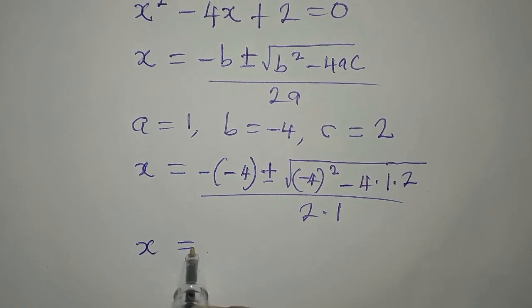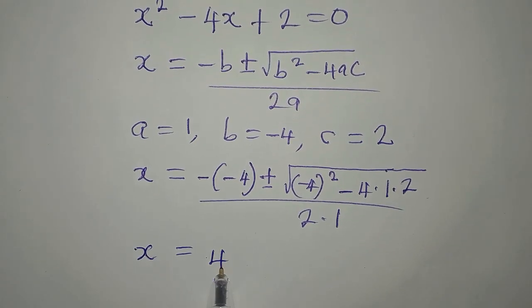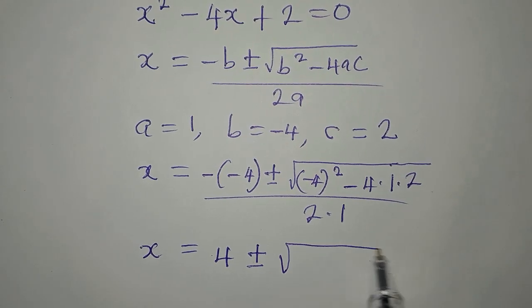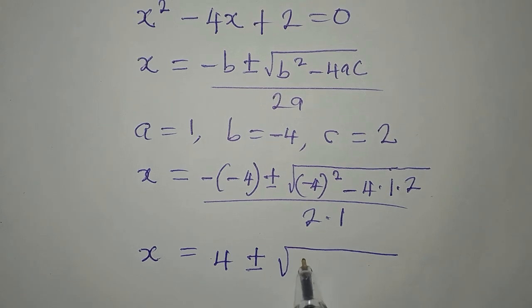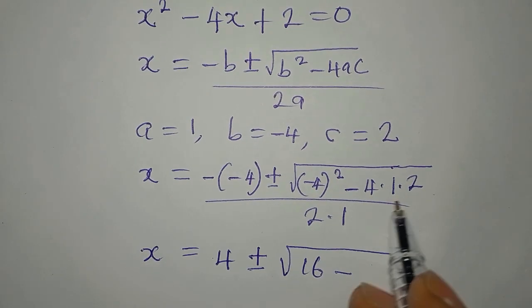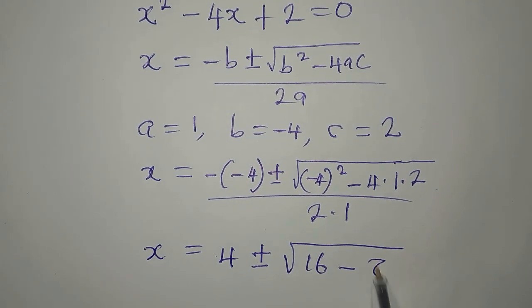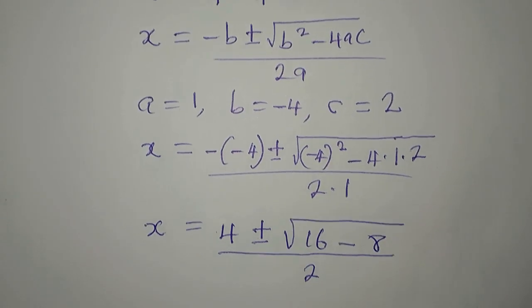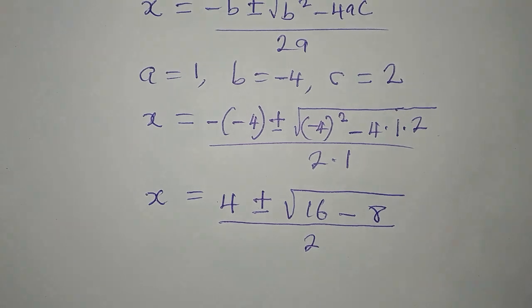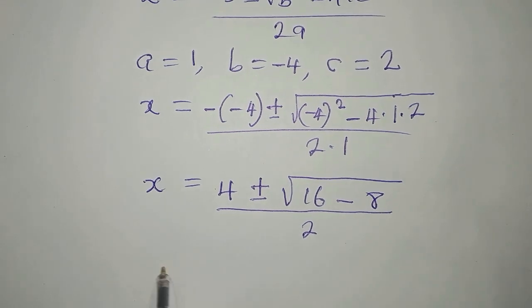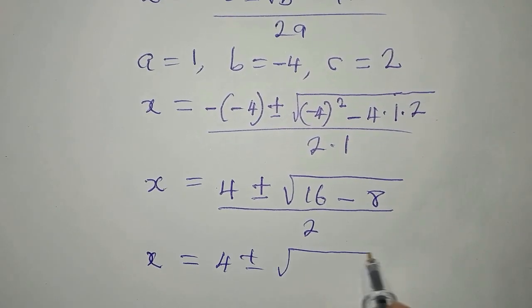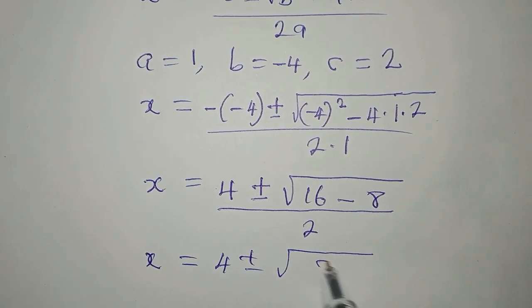Now x from here is equal to negative times negative is positive 4, plus or minus. We have minus 4 squared is 16, minus 4 times 1 times 2, that will be 8. Then we divide all through by 2. Let's take a step ahead. So we have x equal to 4 plus or minus square root of 16 minus 8, which is 8, then we divide this by 2.